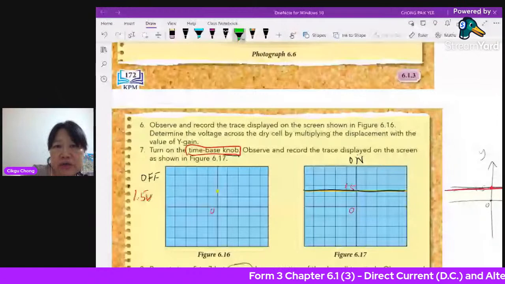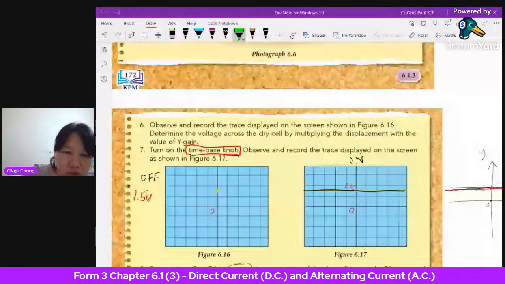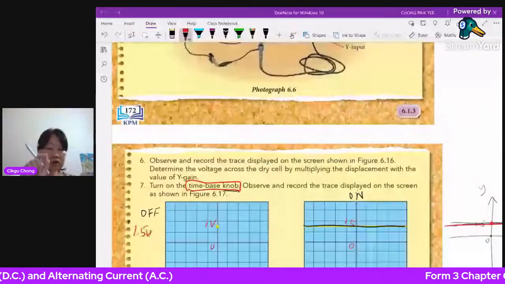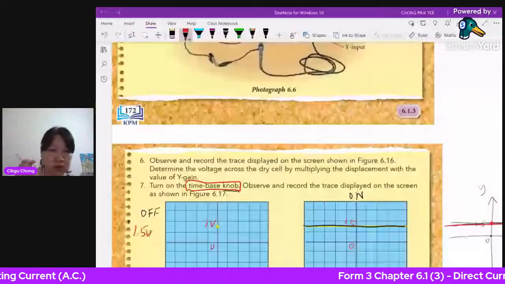You see here? You already put 1 volt. 1 volt cannot be zero, so it has to go up. So this is 1. On top here it's 1, but it is a dot here because you did not switch on your time-based knob. So it's a dot there.